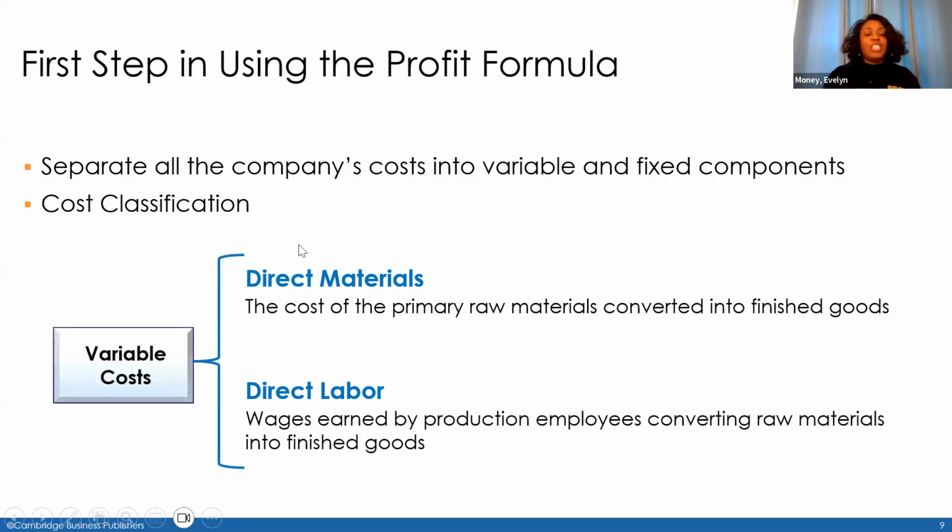It's important to identify my materials cost and my labor cost because it also helps me separate my costs into categories. Typically, materials and labor are variable costs. The more units of lemonade that I make, the more costs I will have. So those are my variable costs.